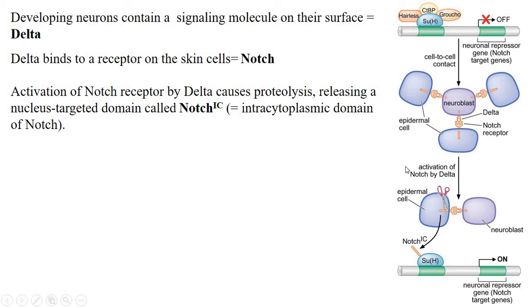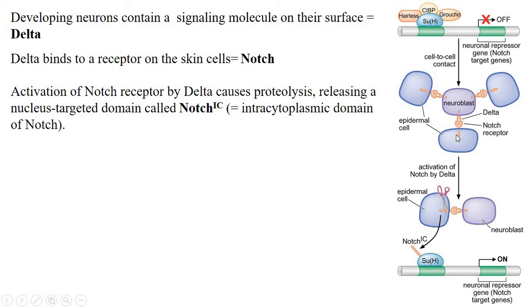So activation of Notch receptor by Delta will cause this proteolysis. It will release a nucleus-targeted domain called Notch IC. So this Notch IC will then move to the nucleus of these epidermal cells. In these epidermal cells right now, the repressor is off. So if the repressor is off, that means they can be activated to become neural cells.